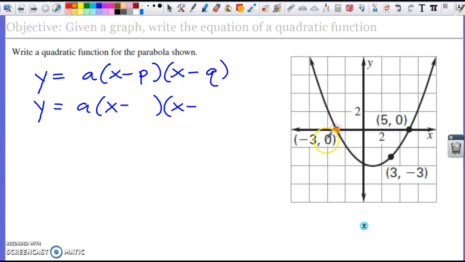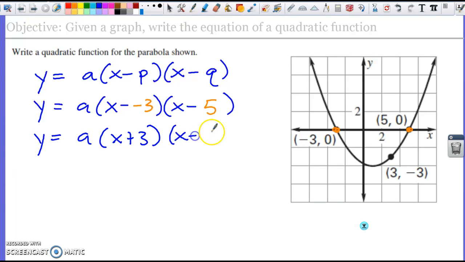is at (-3, 0). So it's going to be x minus a -3. The second x-intercept I see is at (5, 0), so I'm going to have a 5 there. Let's simplify. y equals a times (x plus 3)(x minus 5). Now we have to find an a value, so I have to use another point that isn't an intercept.